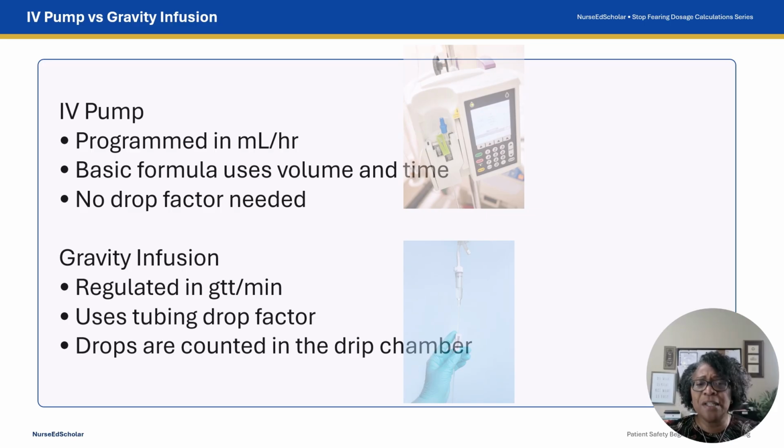Another difference between IV pumps and gravity is that for a basic milliliters an hour pump rate calculation, you do not need the tubing drop factor. Let me say that again because this is a common exam mistake. If you are calculating basic IV pump rates in milliliters an hour, you do not use the drop factor.